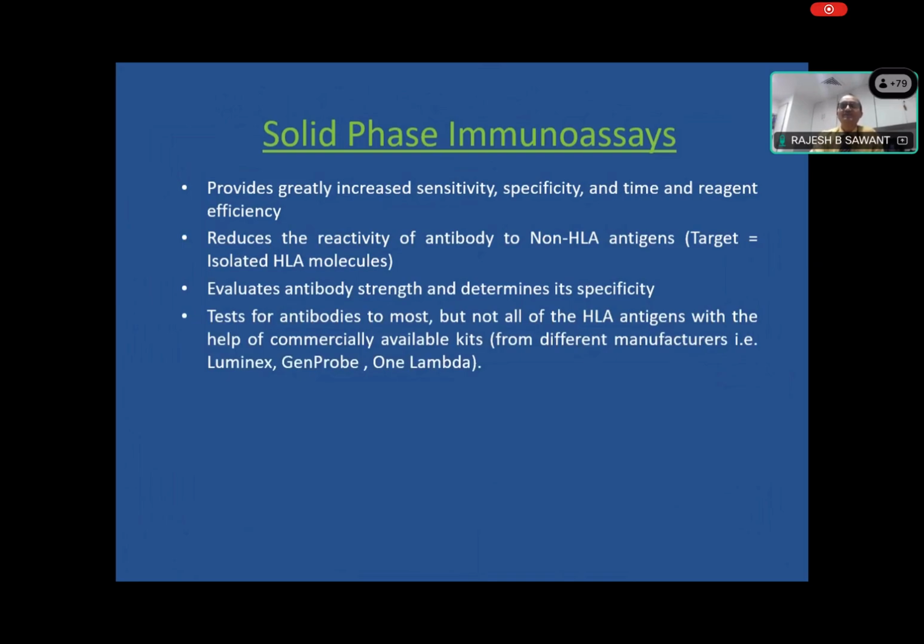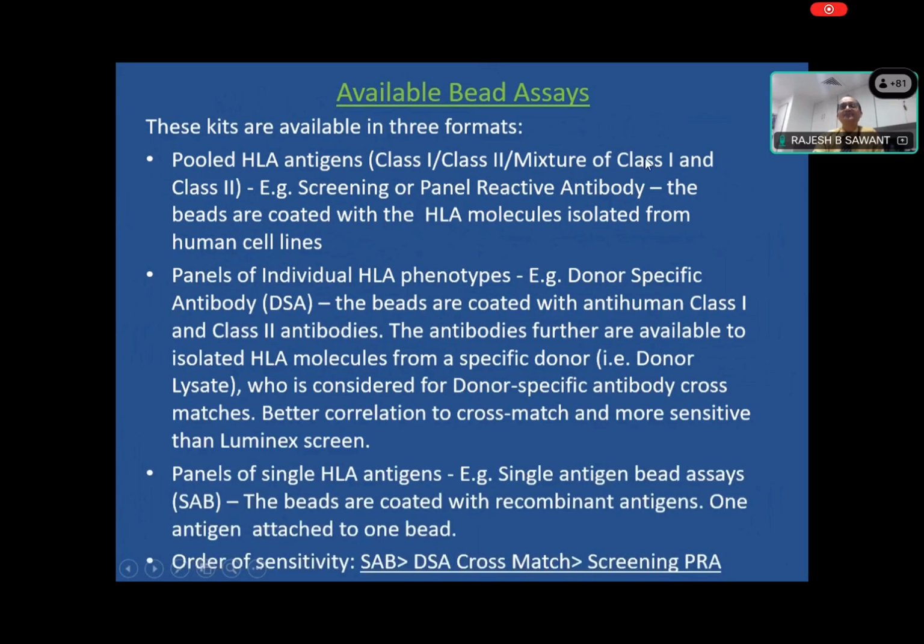So testing for antibodies to most, but not all, of the HLA antigens with the help of commercially available kits is now possible. There are different manufacturers like Luminex, GenProbe, One Lambda, etc., who provide these antibody testing solutions. These are basically bead-based assays, so I would like to explain the basis of these bead-based assays.